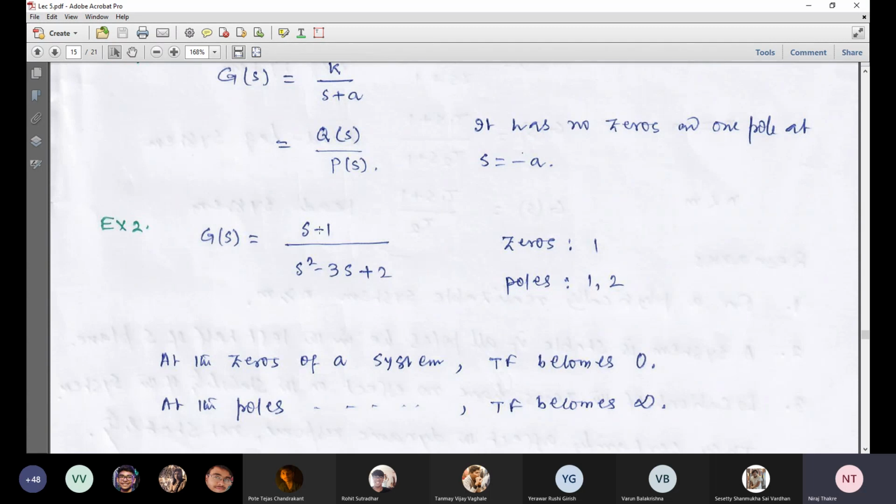In this example, if we substitute s equal to 1, we get G(s) equal to 0. That means the transfer function becomes 0. It is written here. Similarly, if we substitute s equal to 1 or maybe 2, G(s) becomes infinity, and that is written here. At the zeros, the transfer function becomes 0, and at the poles, the transfer function becomes infinity.